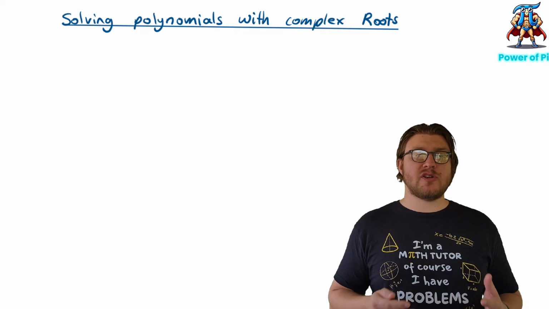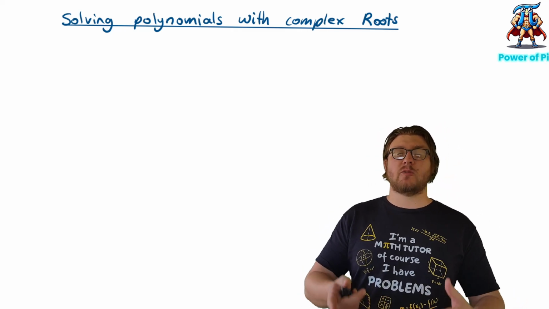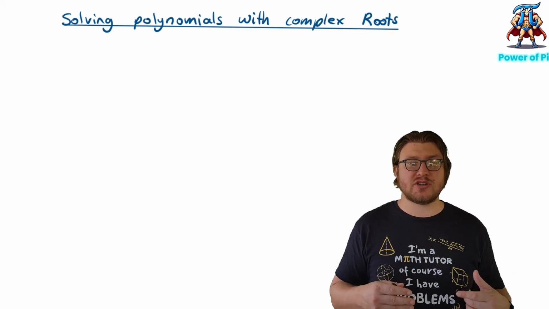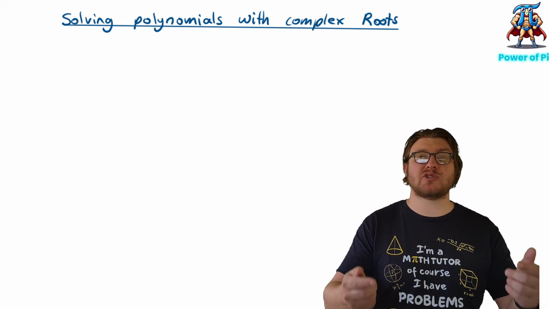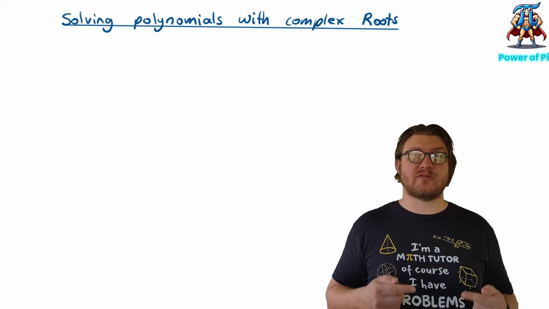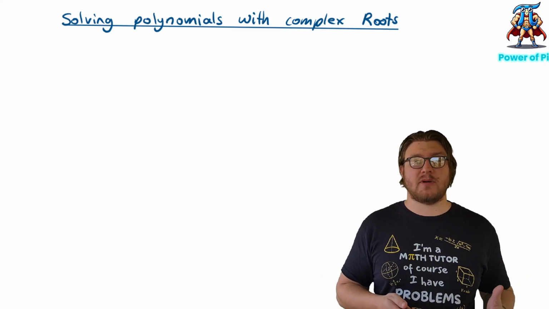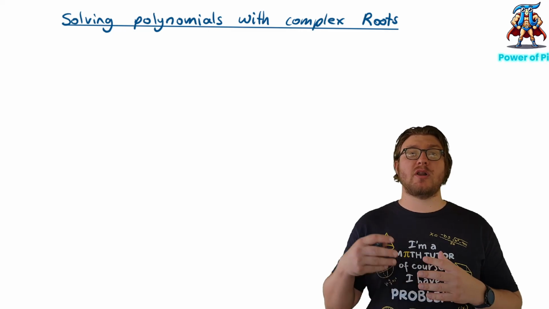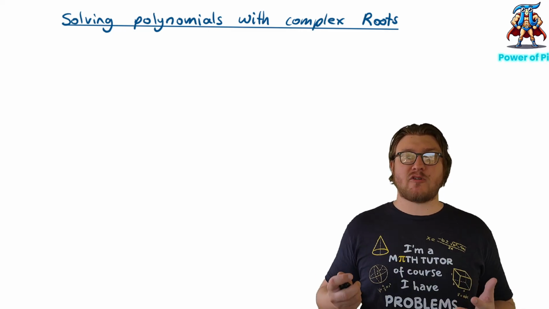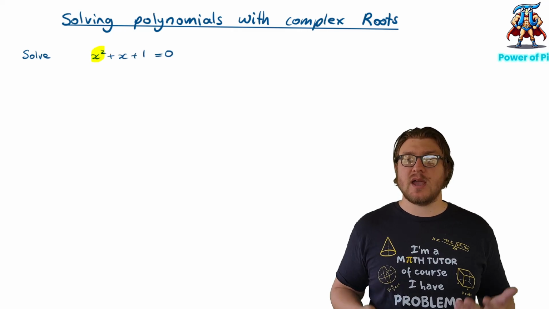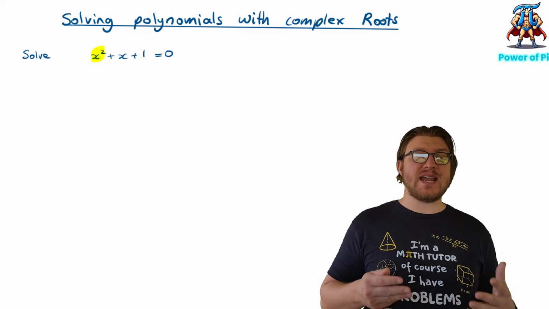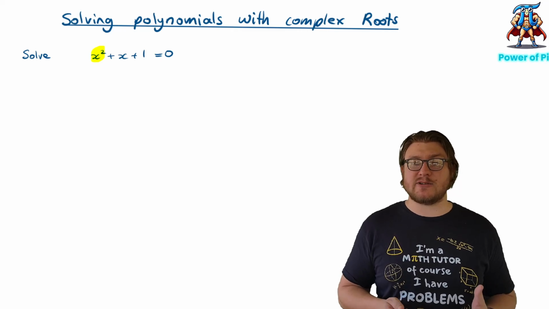How do we solve polynomials with complex roots? So what we did before is we had an expression for a complex number and we wanted to take the root of a complex number. Now we're going to be solving a polynomial that might have complex roots. Let's have a look at this one here. We have x squared plus x plus 1 is 0.